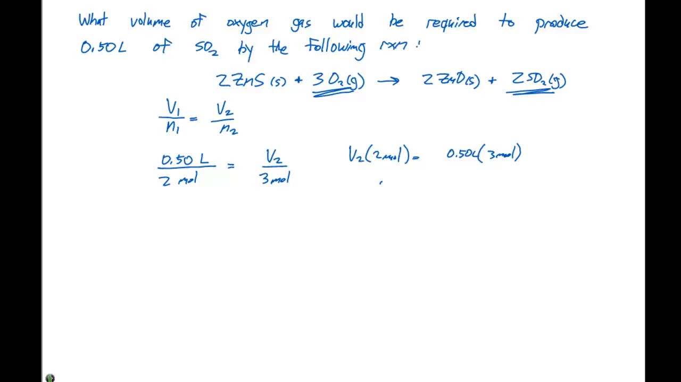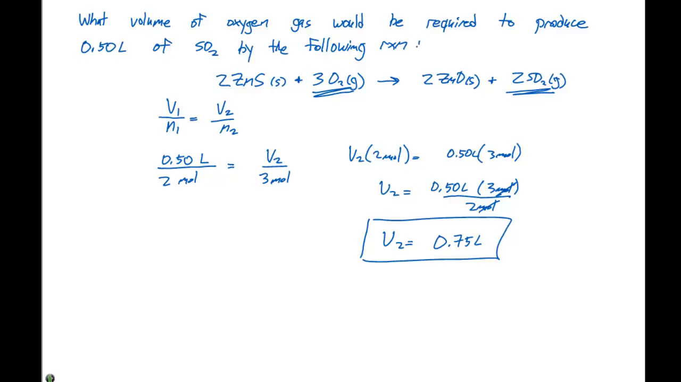If we solve for V2, V2 is going to be 0.50 liters times 3 moles divided by 2 moles. Our moles cancel, and the volume that we're looking for would be 0.75 liters.